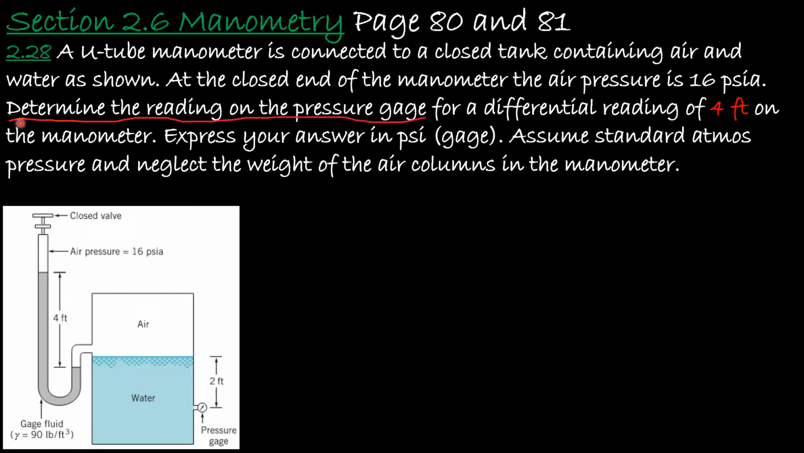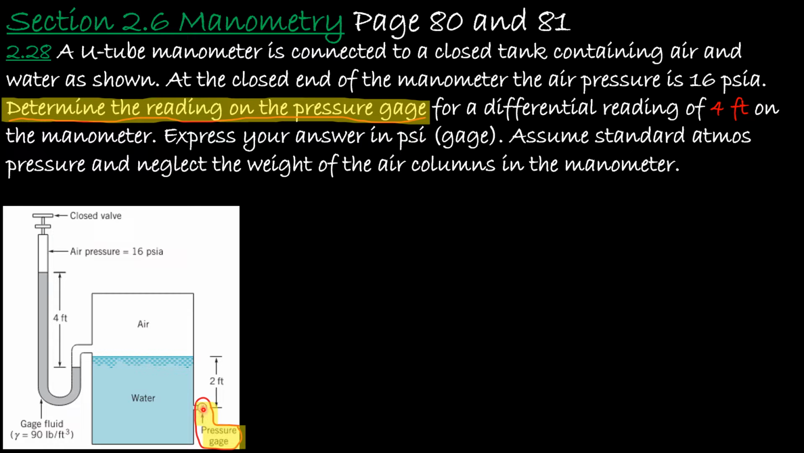So here we are asked to determine the reading on the pressure gauge, and they are referring to this right here. This is the pressure gauge. So this is the goal. We want to know how much pressure at this point, the pressure along this horizontal level of water right here. So first let's take a look at this. Here our final answer should be in gauge.